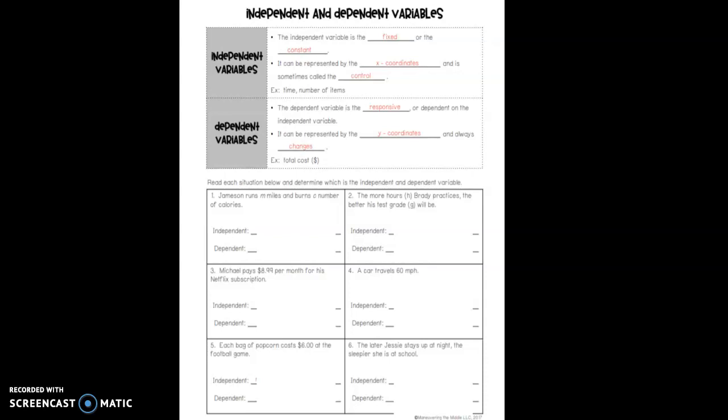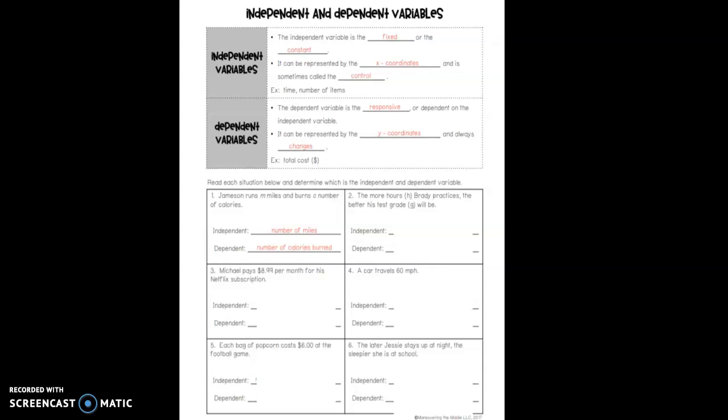Here we go. James runs M miles and burns C number of calories. What are the independent and dependent variables? So the miles that James runs does not change. The miles that he decides to run that day does not change. However, the number of calories that he burns depends on the number of miles. So the independent variable is number of miles, and the dependent variable is the number of calories burned.